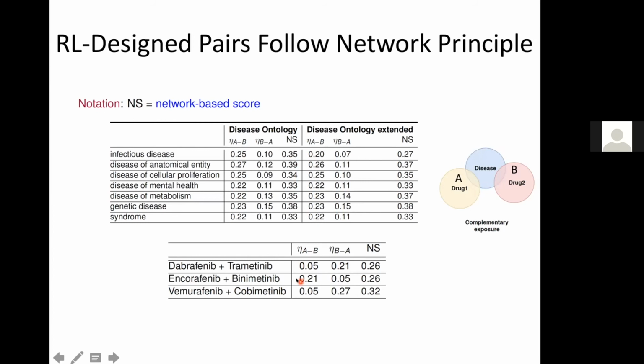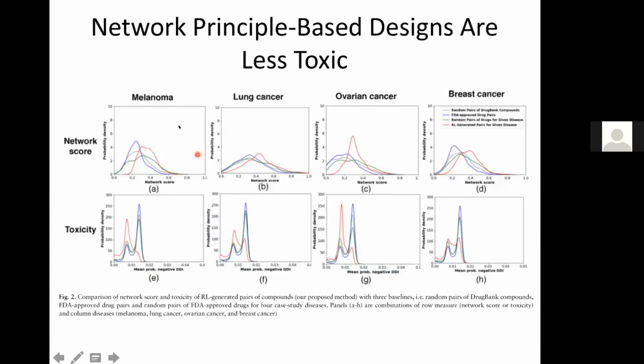But a better comparison would be, let's look at 4 diseases. For instance, we design drug combinations specifically for 4 diseases and first look at their network score. So there's no baseline methods. So we have to compare with 3 artificially constructed baselines. One is the gray one, the random pairs of DrugBank compounds. So you take drugs and then take random pairs.